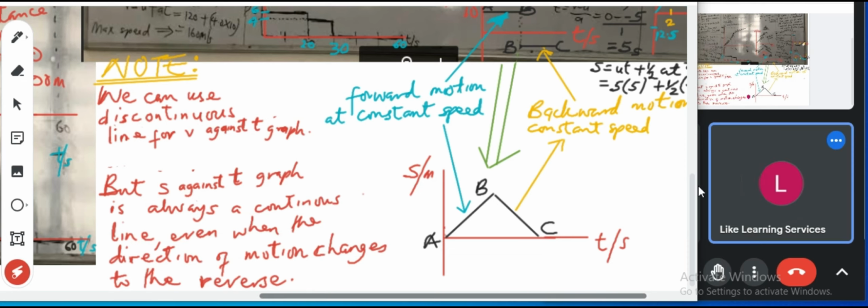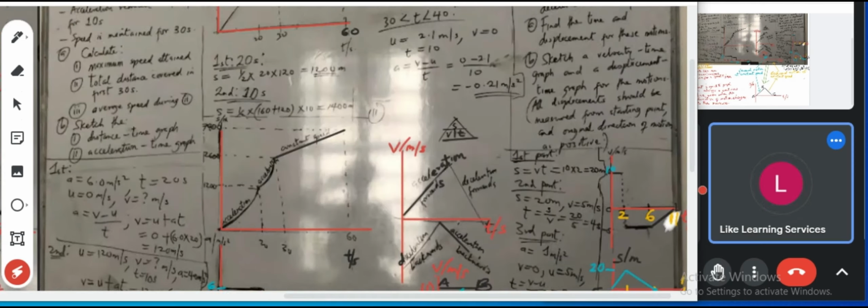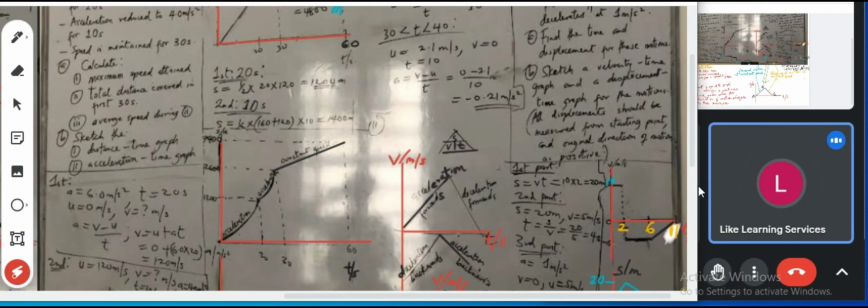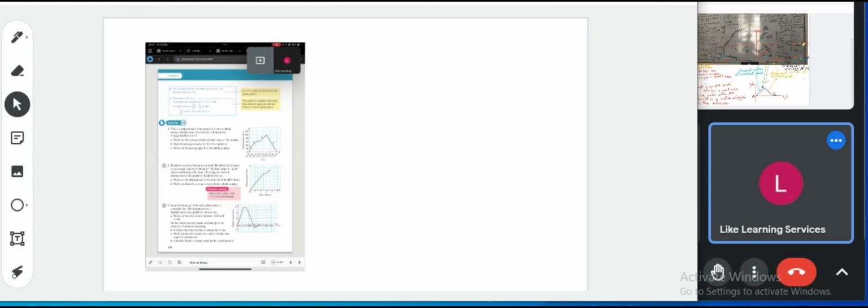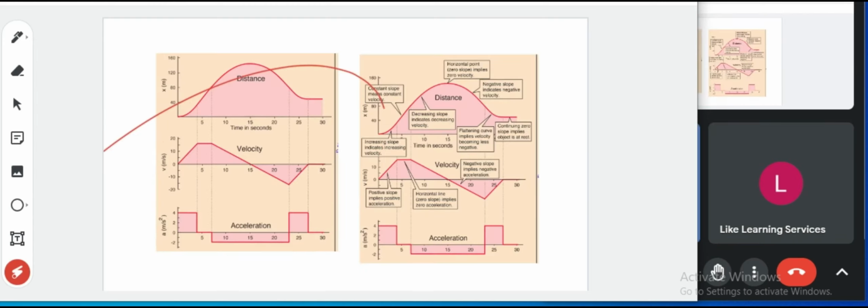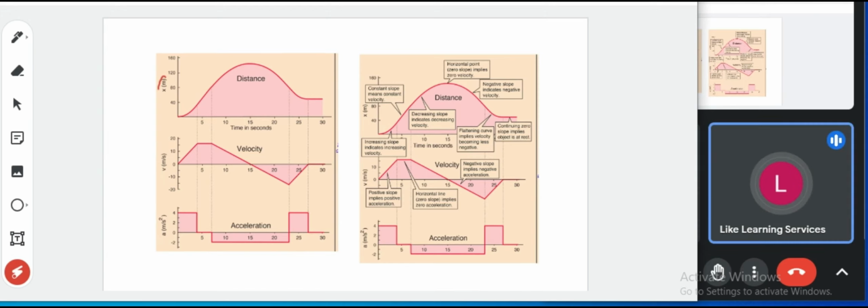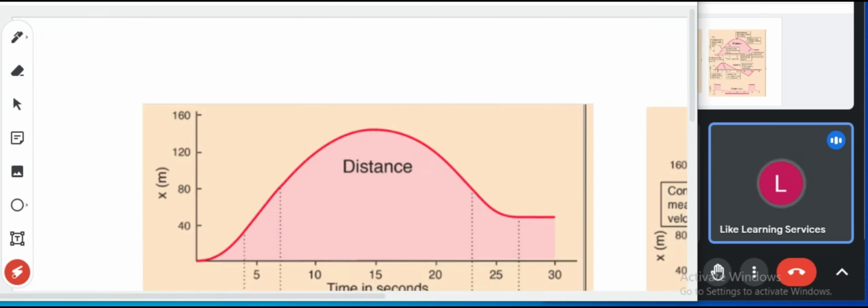Anyways, I need to emphasize this with a question, one of the questions you have. Let's go to the other Jamboard, Physics 6. Now this is a distance against time graph. What's happening between 0 to, how many seconds is this? Maybe 3 seconds. Can I zoom it in? Let me zoom it in to 100%.